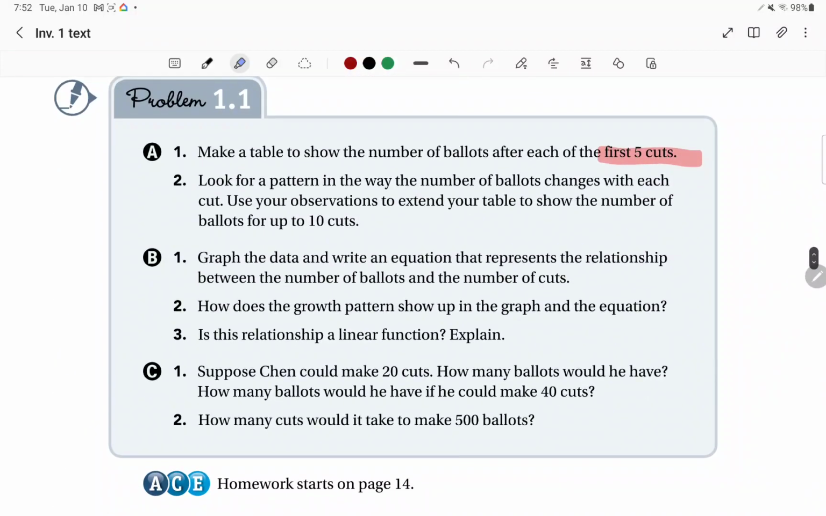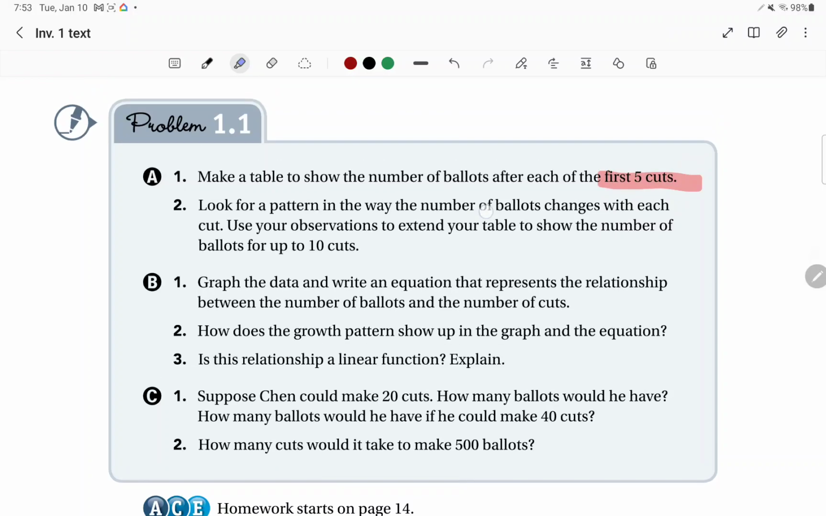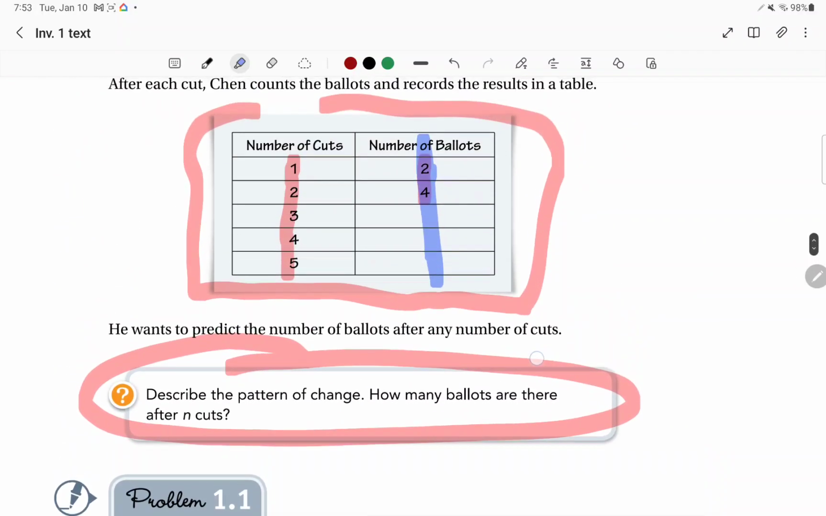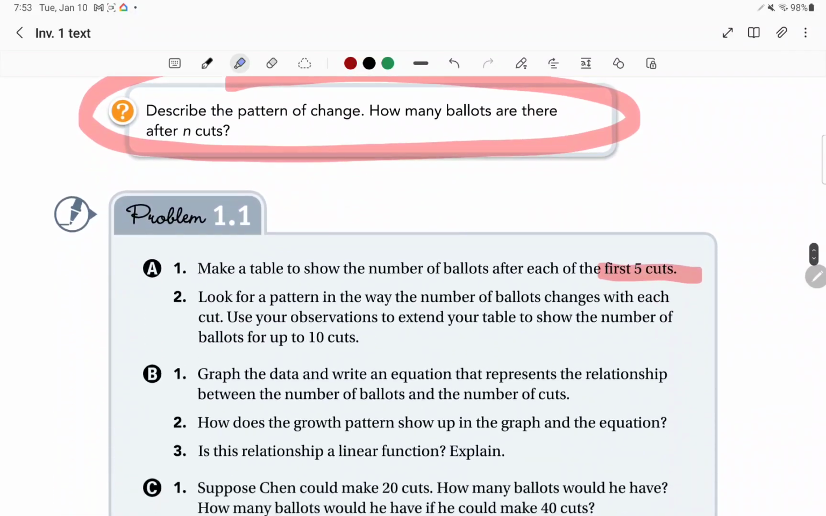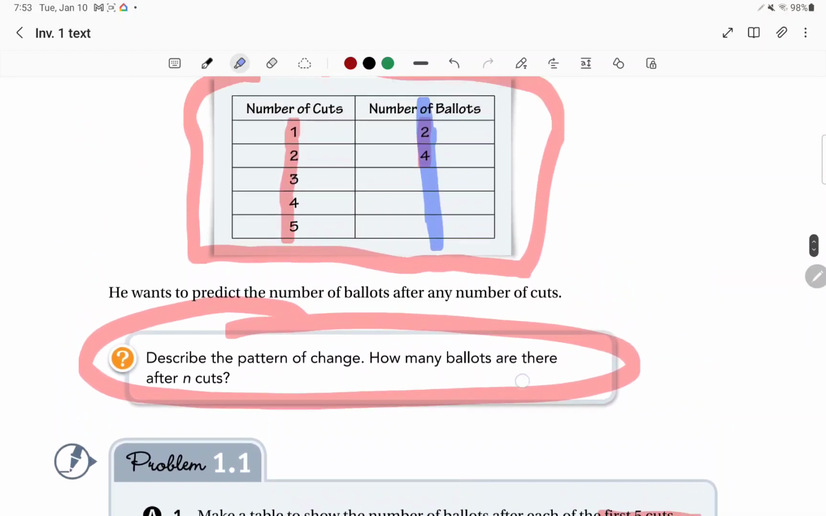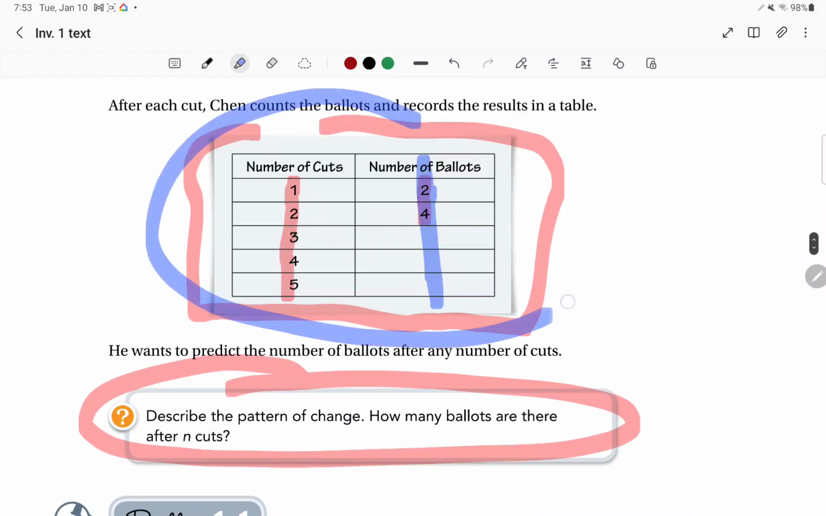Let's take a look at problem 1.1. Number 1 says make a table to show. So go ahead and fill out that table. For the first 5 cuts, you are filling out this table. That's what you're doing for number 1. And number 2 says look for a pattern. Use your observations to extend the table up to 10 cuts. So now you're taking this table and extending it all the way down to 10 cuts.